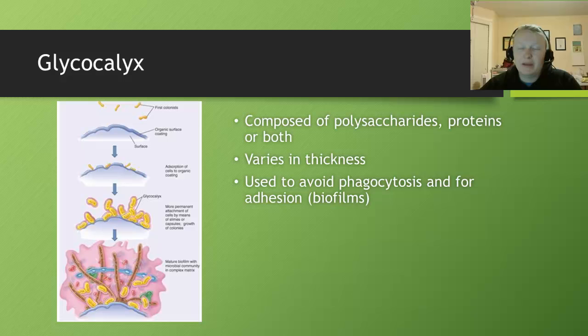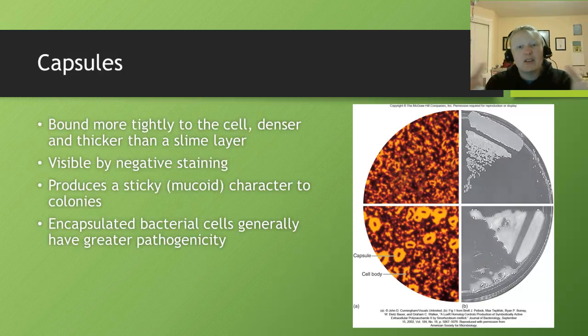Just understand the big overarching purpose of it. Now, when the glycocalyx is wrapped around the cell specifically, that's known as a capsule. And that forms a mucoid look on a Petri plate. And you can see that in the picture here on the slide. The bottom two quadrants show you what the mucoid look is. It looks kind of like snot on the plate in comparison to cells that haven't developed the capsule yet.